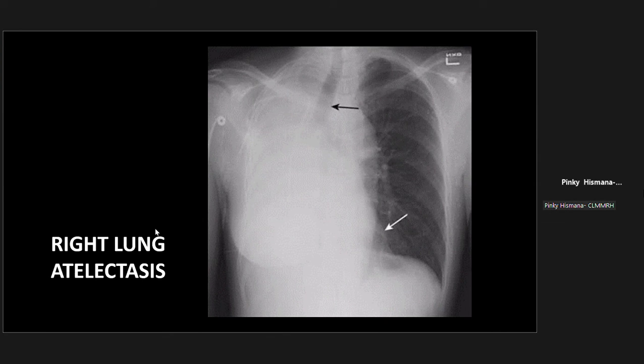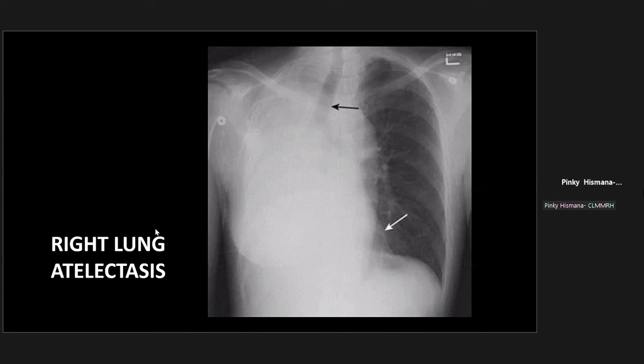Sophia Ortiz, good evening. What do you think happened here? I'm not sure, Doc, pero nag-collapse ang right lung. Correct. Actually, the right lung collapsed.